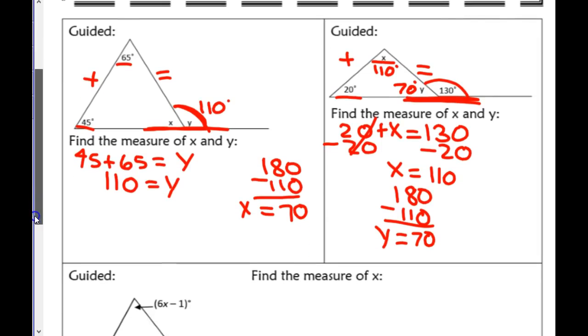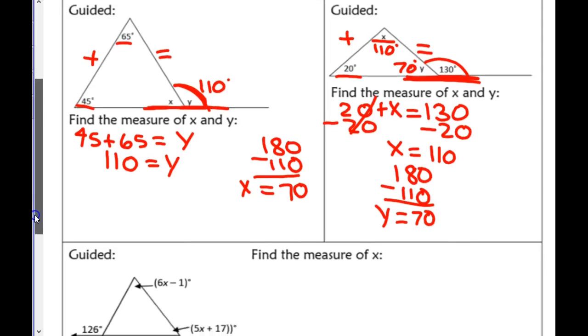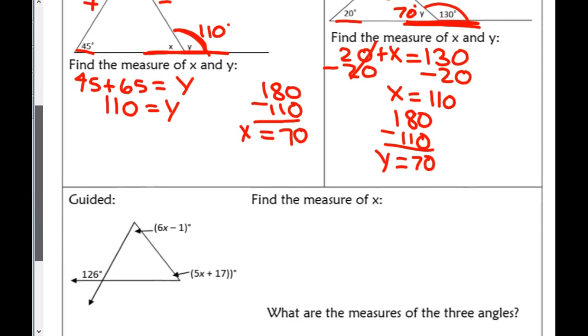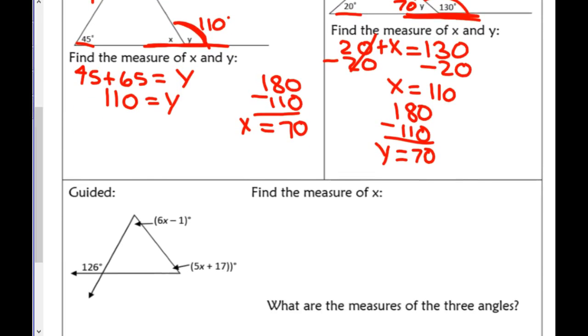Now, down here. Am I good to move that further down? Right there? All right, now you see how this one has more variables, more expressions in it? Same idea. What are my remote interiors? 6x minus 1 plus 5x plus 17. I add those up, and it's going to equal the outside angle, which is 126.